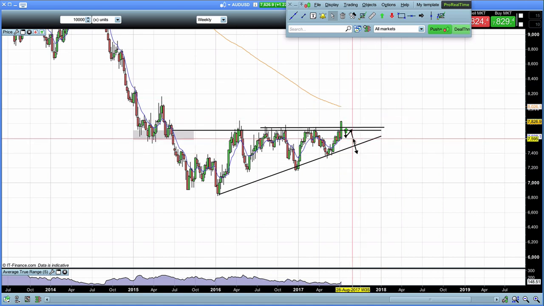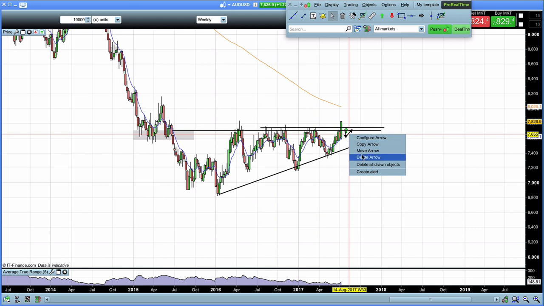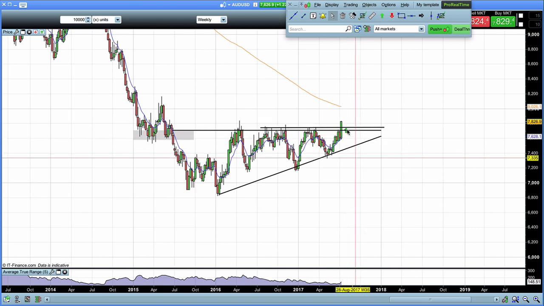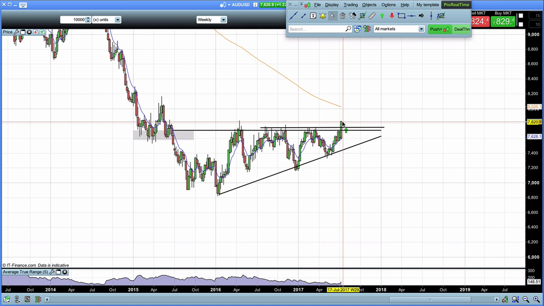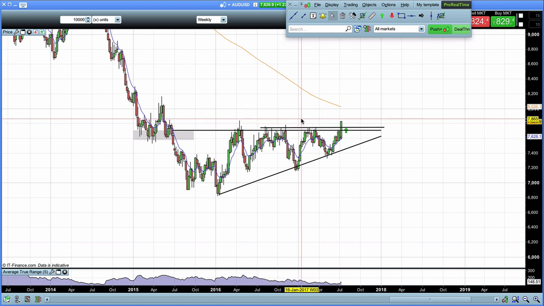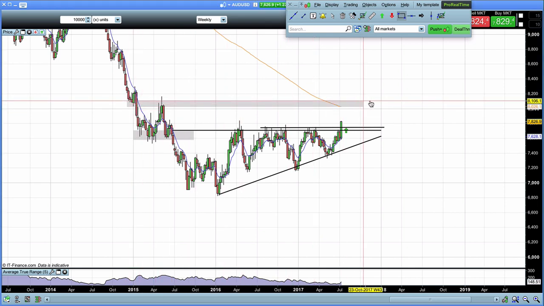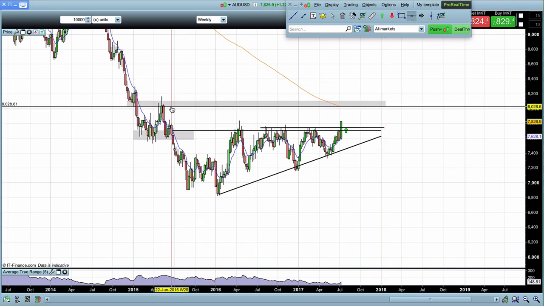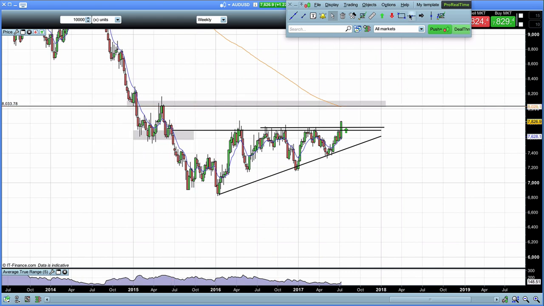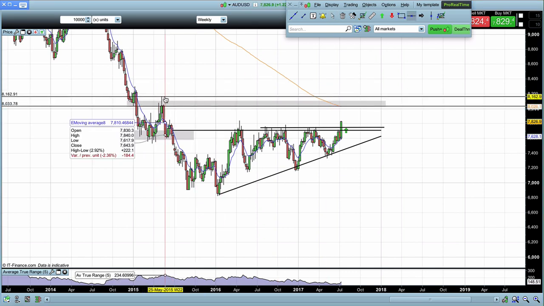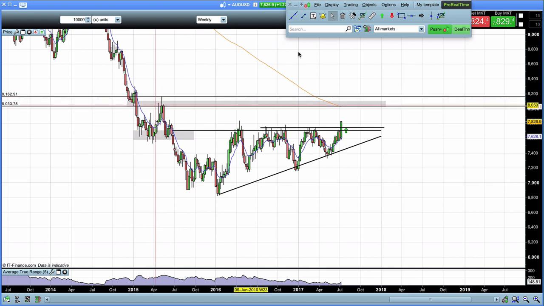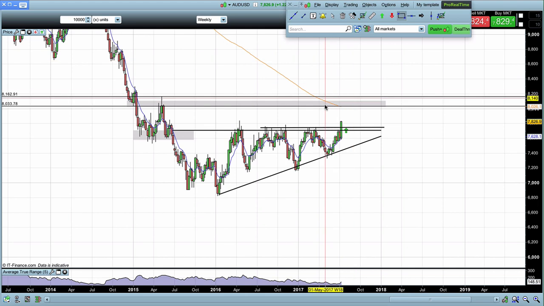Now, if we accept above these levels, so if this is not a false break, and the market is accepting above these levels, very, very likely we're going to see Australian dollar coming up to at least these levels right here. So at least around about 8,030 all the way up to 8,160. We also have the MA200 on the weekly time frame up at those levels at present.